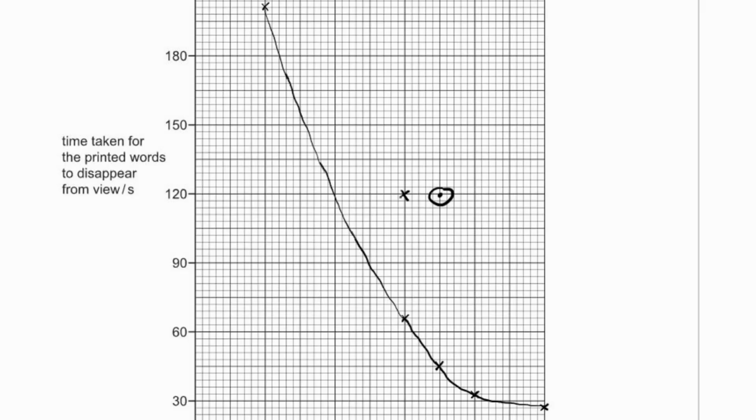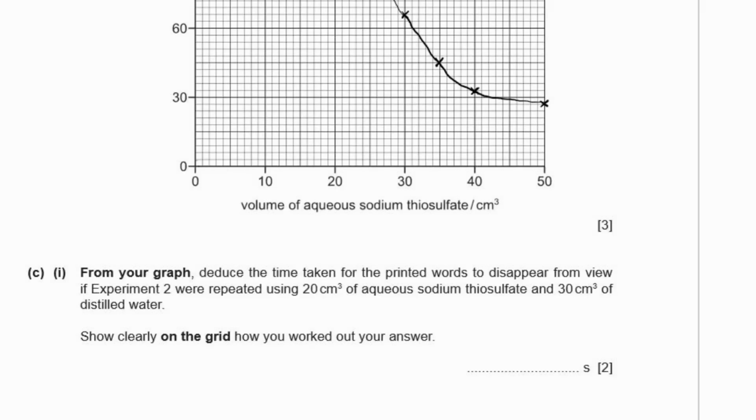But a little X is probably the safest way to do it. Okay, C1. From your graph, deduce the time taken for the printed words to disappear from view if experiment 2 were repeated using 20 centimeters cubed of aqueous sodium thiosulfate and 30 centimeters cubed of distilled water. Show clearly on the grid how you worked out your answer.